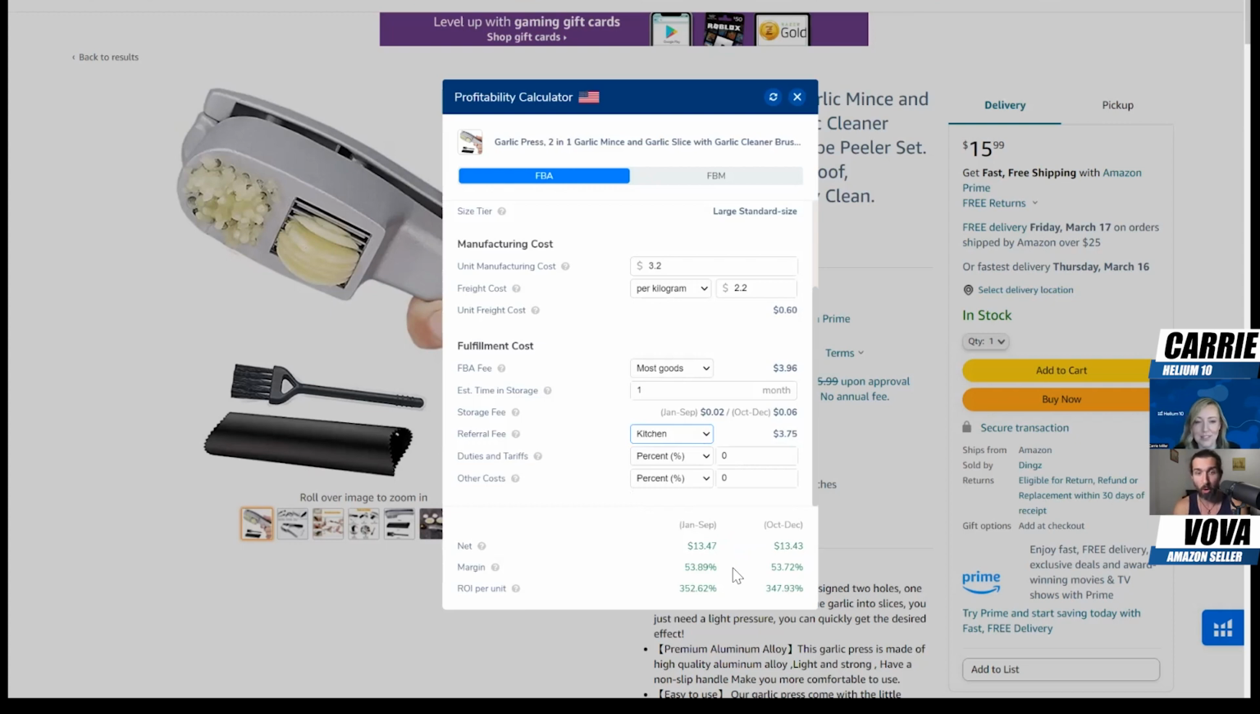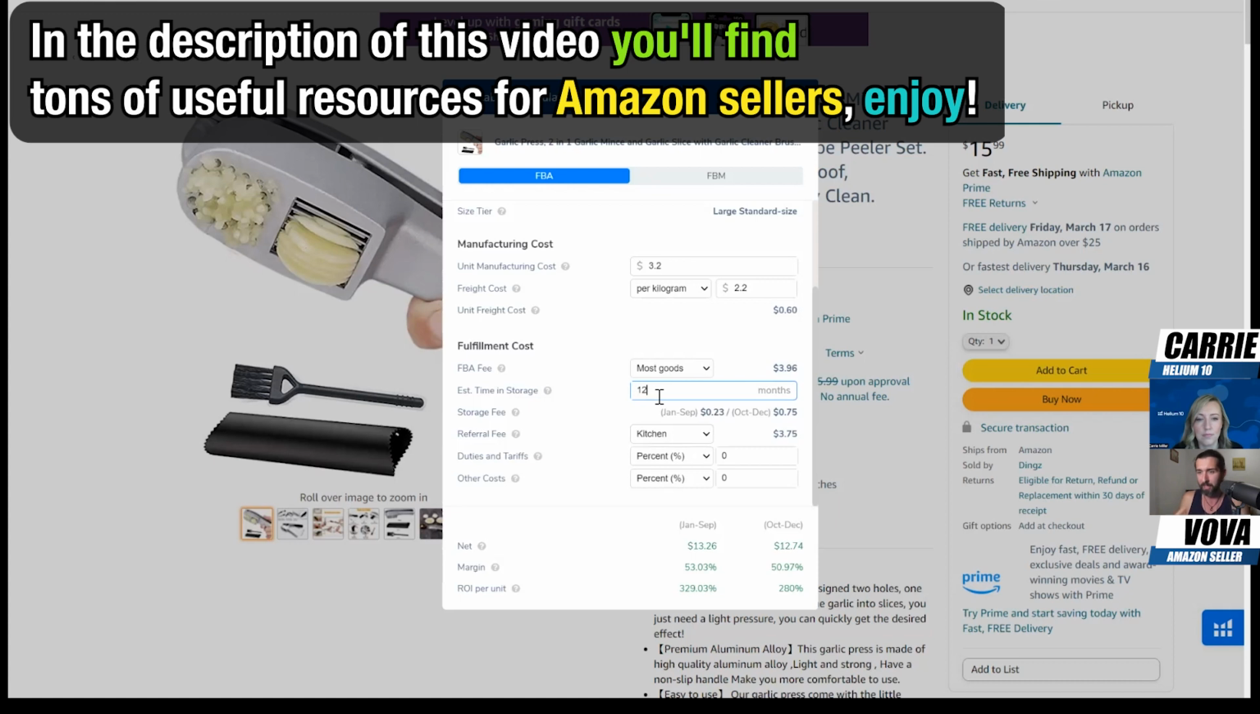Kitchen? Yeah. I also wanted to mention, Carrie, that the storage fee that we see above, $0.02 January to September and $0.06 from October to December, is also based on the estimated time in storage. So I believe if we put like 12 months, the numbers should change. The storage fee should adjust accordingly to whatever we put there. But as you mentioned, it's a good idea to have a faster turnaround for inventory, so we don't eventually pay the 0.23 per unit. It's going to be 2 cents instead of 23.